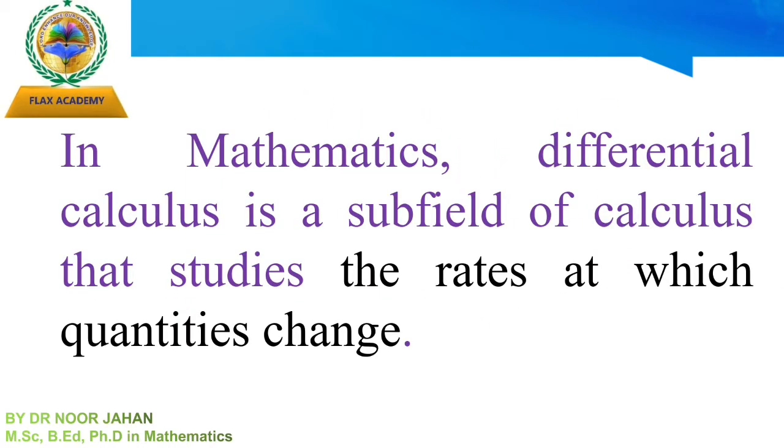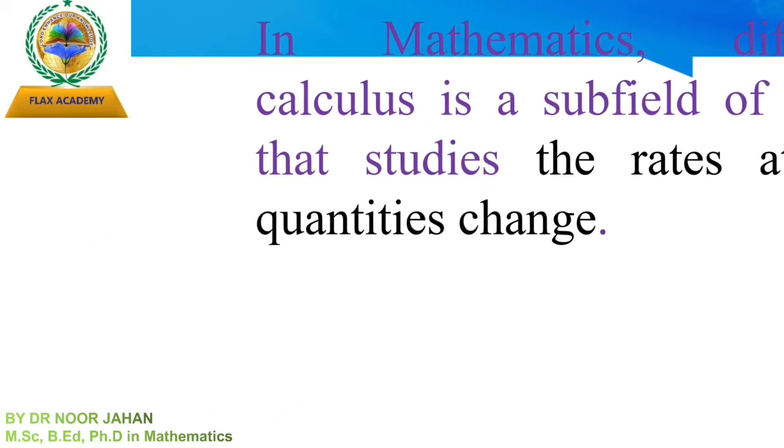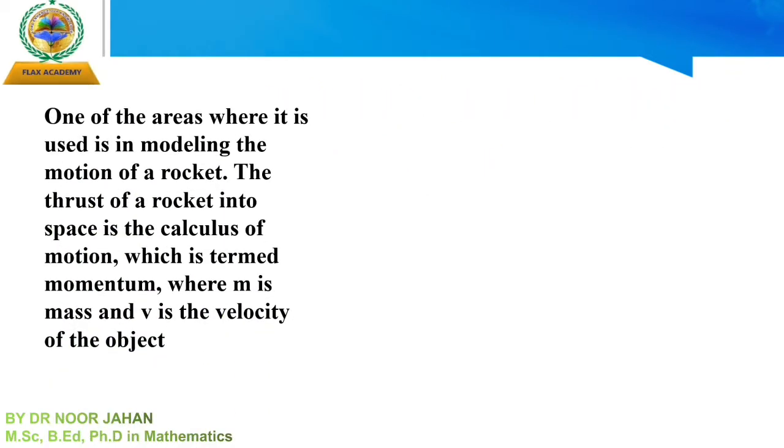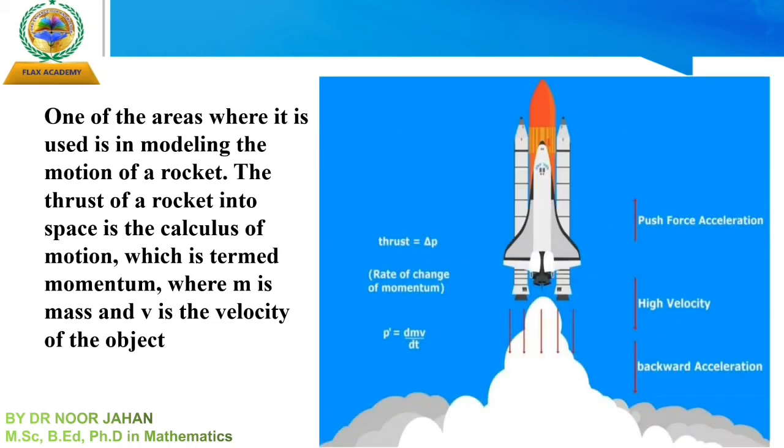In mathematics, differential calculus is a subfield of calculus that studies the rate at which a quantity changes. So wherever we have a rate at which a quantity changes, we shall use the differential calculus method. The first example is that calculus is used to model the motion of a rocket. The formula here is P dash equals d by dt of mv, where m is the mass and v is the velocity of the object, and it changes with respect to time.